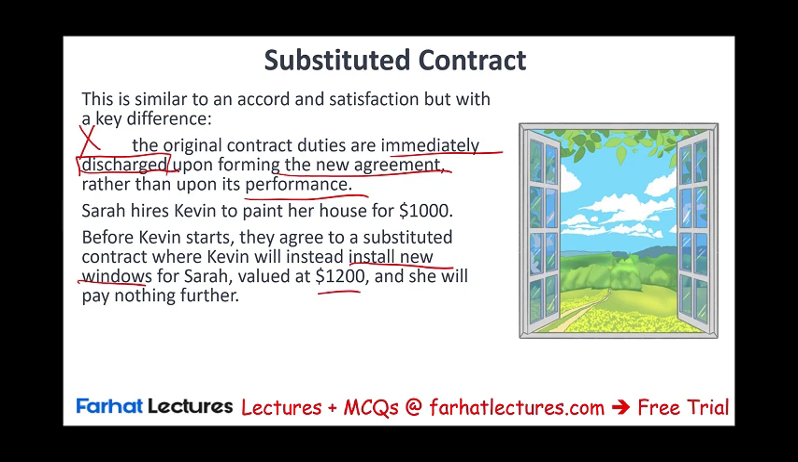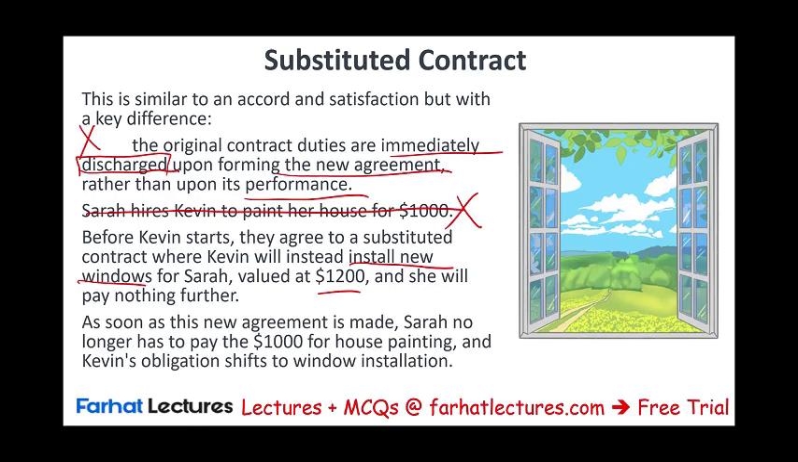That's the new contract. Simply put, if we substitute, the original contract is gone. As soon as the new agreement is made, Sarah no longer has to pay $1,000 for house painting, and Kevin's obligation shifted to a new installation. Similar, but in a substituted contract, basically it's a new contract. We substitute this new contract with the old one, so the old one is gone.